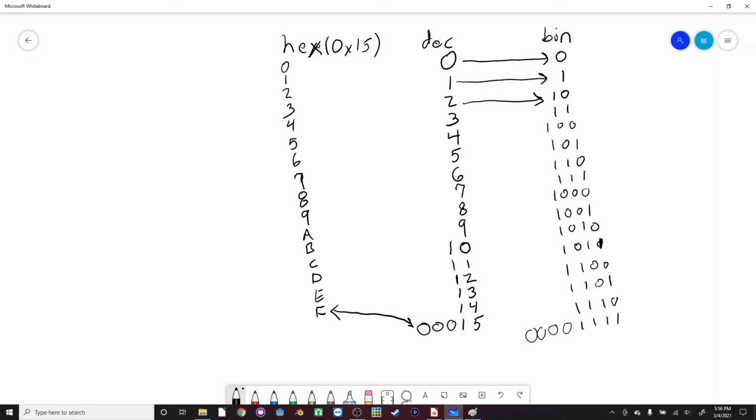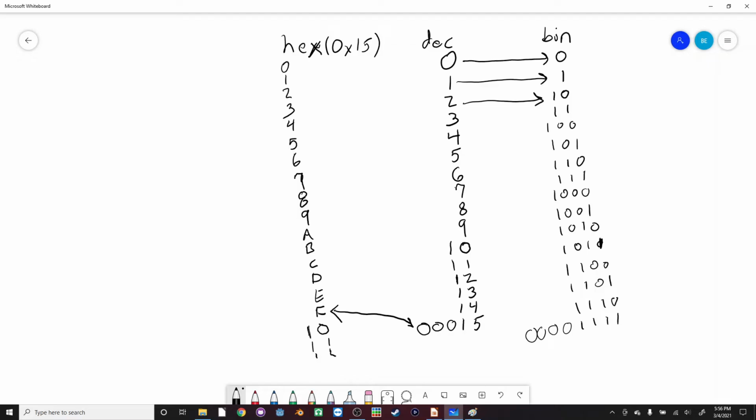So let's draw some arrows. F is equivalent to 15, which is equivalent to 1111. So just like when we go past 9, we have to reset the first digit. So we're going to go down to 0, and then we're going to carry 1 over to this value. So 10 in hexadecimal is actually 16 in decimal. And then 11, 12, all the way down to whatever.